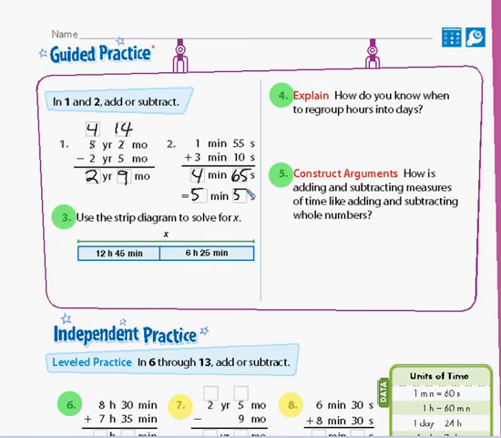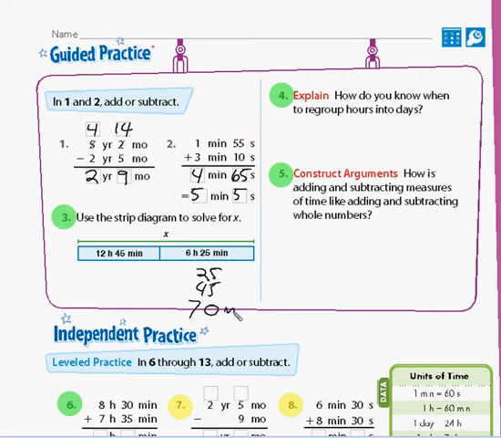On problem number 3, use a strip diagram to solve for x. It's an addition problem. We'll do it kind of similar to how we did number 2. So I'm going to add my minutes together. I got 25 and 45 there. So 25 plus 45. 5 and 5 is 10, and then 2 and 4 is 6, plus another would be 7. So that's 70 minutes.